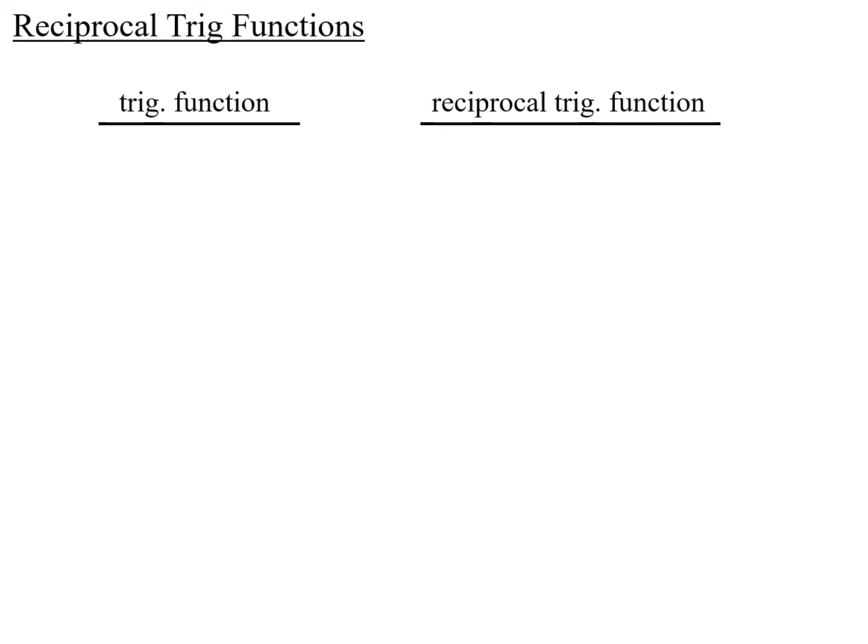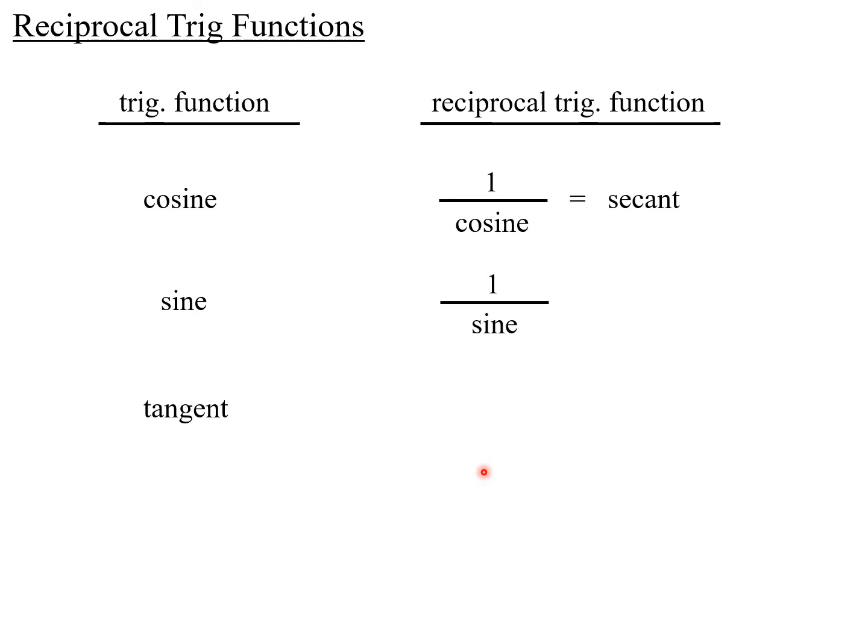Okay, now I want to introduce the reciprocal trig functions. I want to make a little table, all right? And the trig functions being cosine, sine, and tangent, okay? Now we want to introduce some reciprocal trig functions. 1 over cosine is defined to be the secant. 1 over the sine is defined to be the cosecant function. And 1 over the tangent is defined to be the cotangent function. Okay, so we have 3 new trig functions: the secant, cosecant, and cotangent.